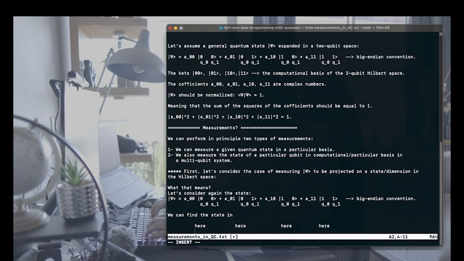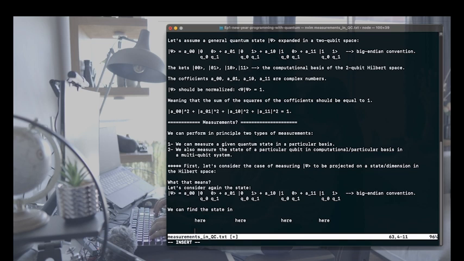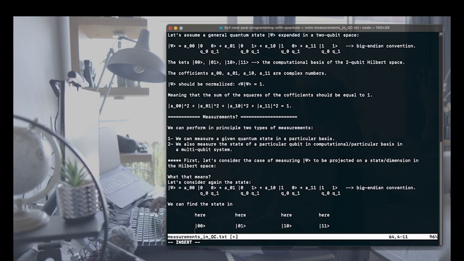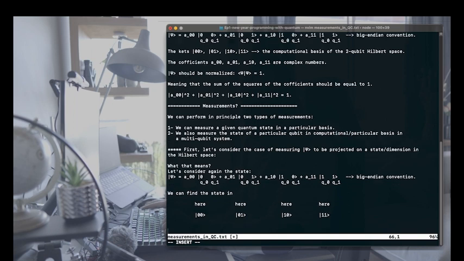So here I copy the definition again of ket psi expanded in the computational basis of a 2-qubit system in Big Endian convention. And if we perform the measurements, we can find the state in any one of them, either in the dimension of ket 00, or in the dimension of 01, or in the dimension of 10, or 11.